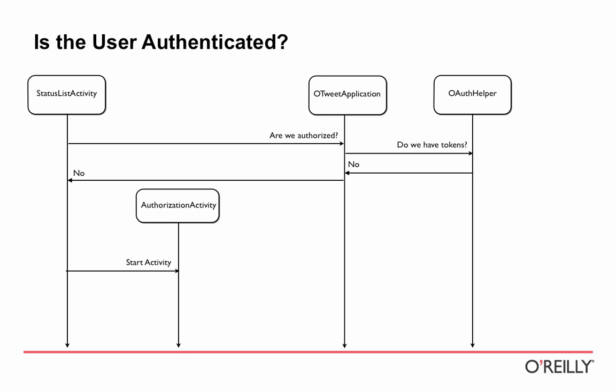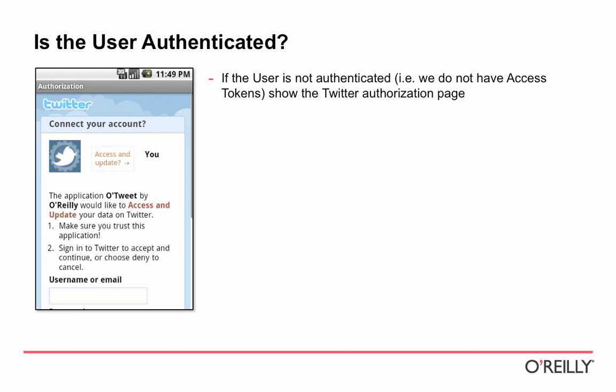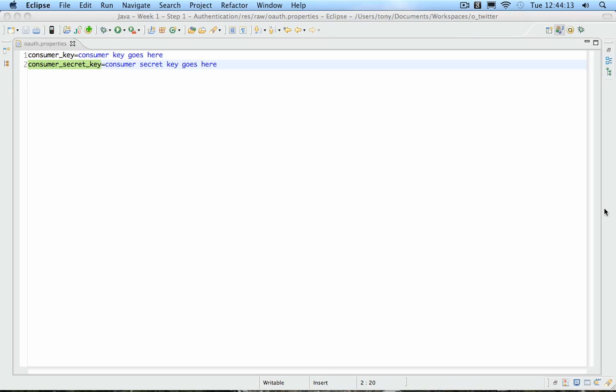And in that case, the status list activity will spawn a new activity using an intent, and that will be the authorization activity. So we'll start that activity and put the user into the authorization flow. And so basically, once again, if we don't have those tokens, we're going to show the Twitter authorization page and have the user sign in. So basically, that's what we're going to do through these steps.